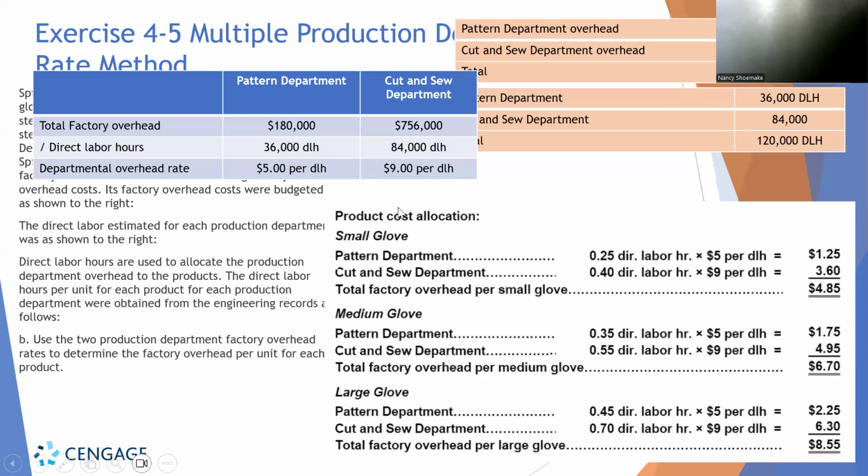So per glove, the small glove, if they need a quarter of an hour in the pattern department and 0.4 hours in the cut and sew department, we're being a lot more detailed on what each one of these gloves' factory overhead should be. Does that make sense? So there definitely should be more factory overhead assigned to a larger glove than the smaller glove, shouldn't there? Technically.